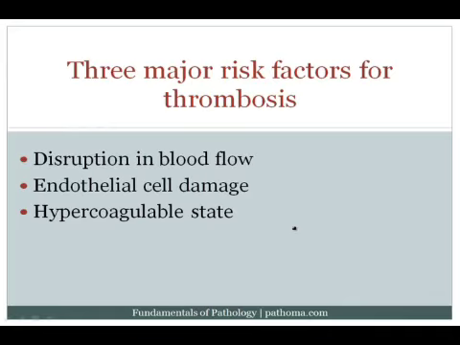Now, there are three major risk factors for thrombosis, and if we understand the risk factors, we can then understand the disorders that are going to increase the risk for thrombosis. The first of these risk factors is a disruption in blood flow. The second is endothelial cell damage, and the third is a hypercoagulable state. And so we're going to talk about each of these in much more detail. Recall that these three basically form the classically described Virchow's triad. But let's discuss each one individually in order to highlight how thrombosis might develop.